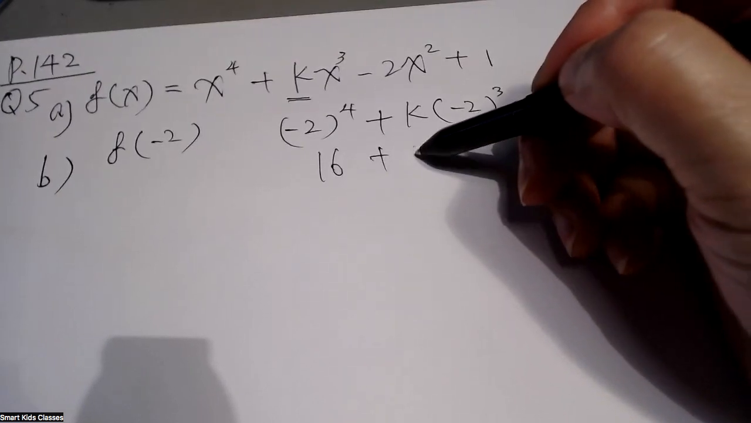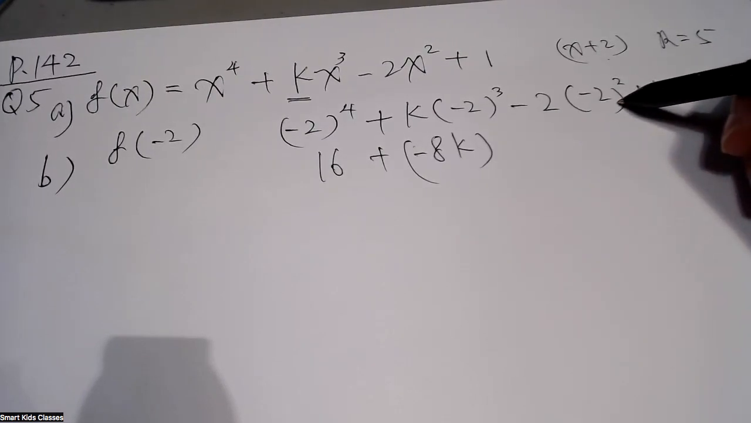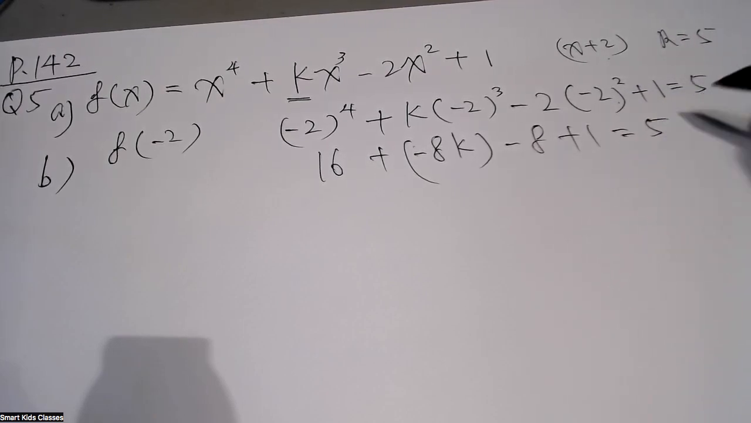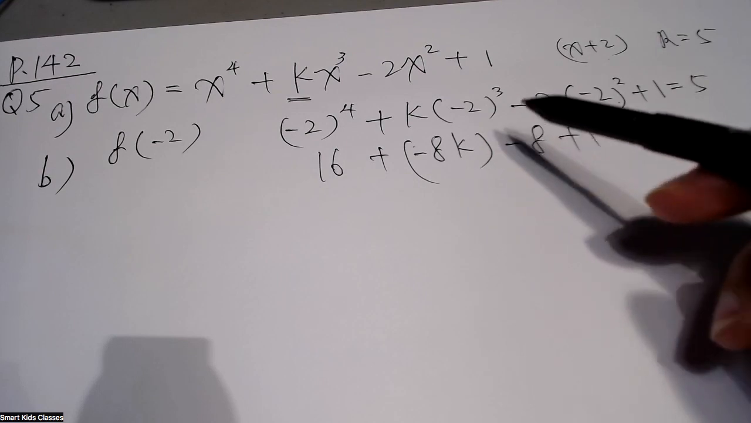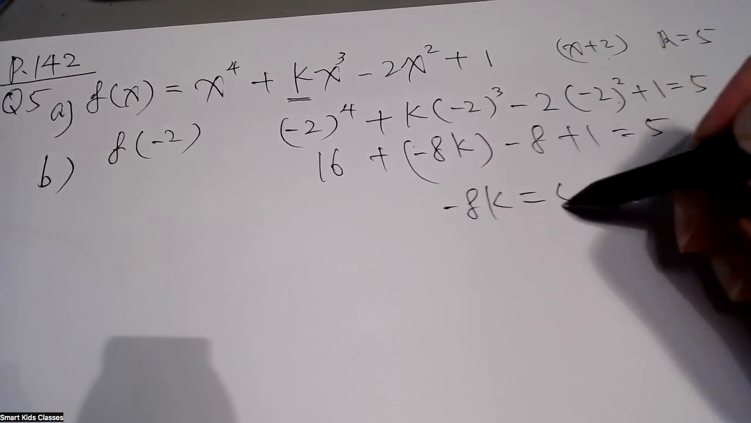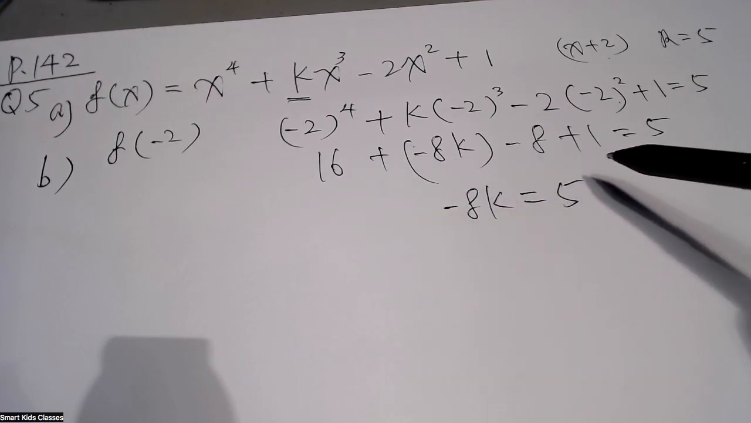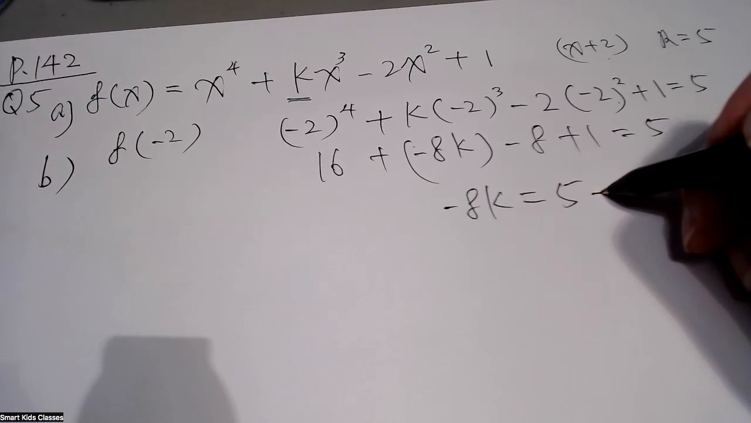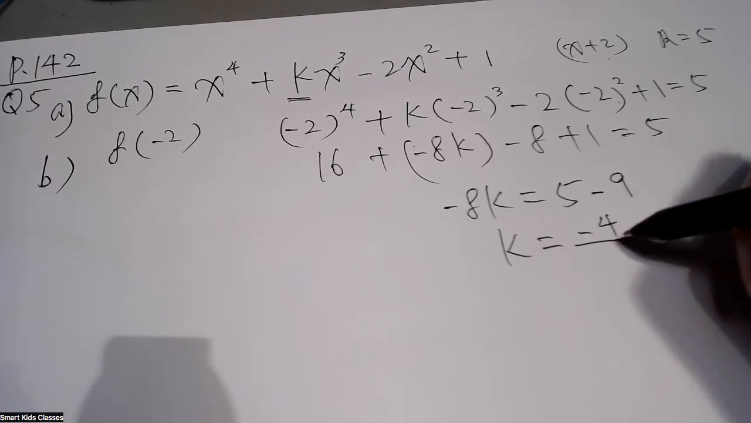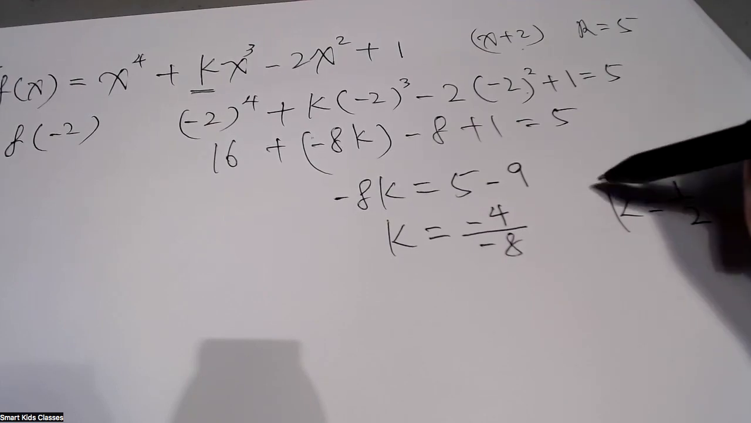Plus negative 8k. And that's the 4. 4 times 2, we got negative 8. Plus 1 equals 5. Now we have only one variable. We're going to solve this equation. We put negative 8k is equal to 5. So 16 minus 5, we get... 5 plus 1 gives 9. So negative 8k equals negative 9. Now k is equal to negative 4 over negative 8.